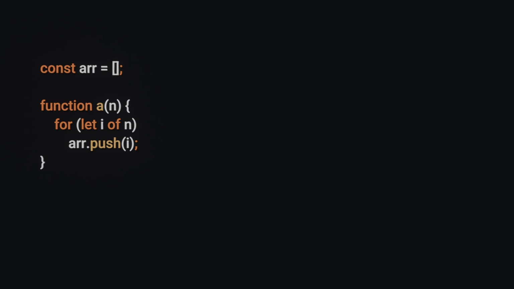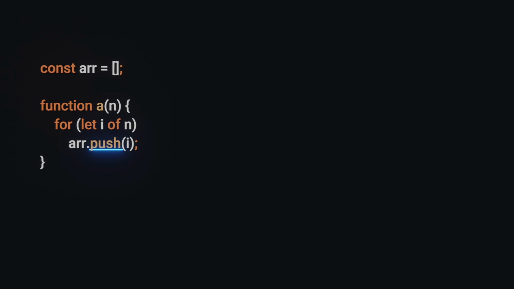When computing the time complexity of an algorithm, you also have to consider the time complexity of any methods that you execute. Let's take a look at an example. In this example, we have a global array. Function A takes an array of items and pushes them into the global array one at a time. What is the time complexity of this function?